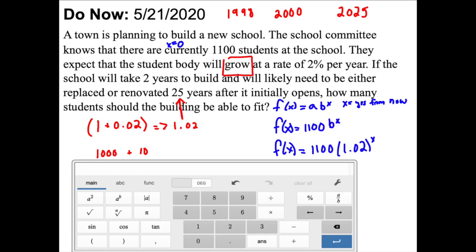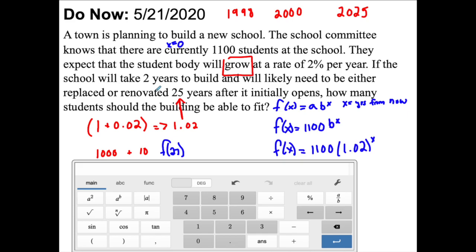Now here, I know that by the time I'm going to need to be renovated, it's going to be 27 years later. The 2 years, because if you think about it, I'm going to the school committee, hey, give me some money, all right? Or we're going to ask for some money. I don't know if the school committee will give me the money, but someone will. Look, we need money to build a school.